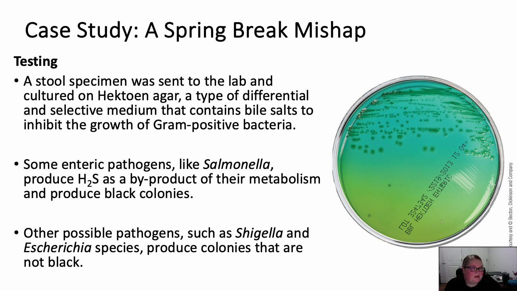We've talked about this in class. We've seen it a little bit in lab. Okay, so what Hektoen agar does is it's selective. It only allows gram negatives to grow, and it has bile salts in it that's going to prevent the growth of gram positive cells. Okay, so it's also differential besides selective, and it's going to help us differentiate between different types of bacteria.